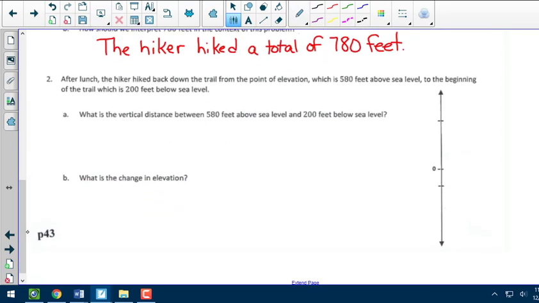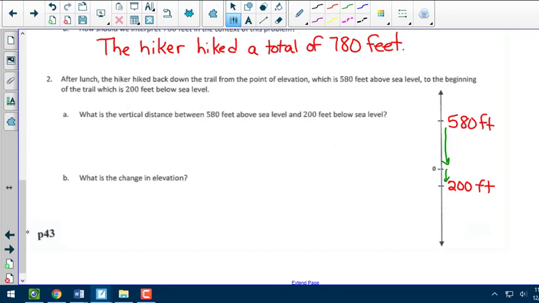After lunch, the hiker hiked back down from the trail point of elevation. So he was up here at 580 feet. Now he's going to come back down to the beginning of the trail, which was 200 feet below sea level. Well, I know that distance didn't change, right? He's going to go down that 580 feet to get to 0, and then down another 200 feet to the bottom, because he's at a point that's below sea level, like maybe he's in New Orleans or something. That city's below sea level.